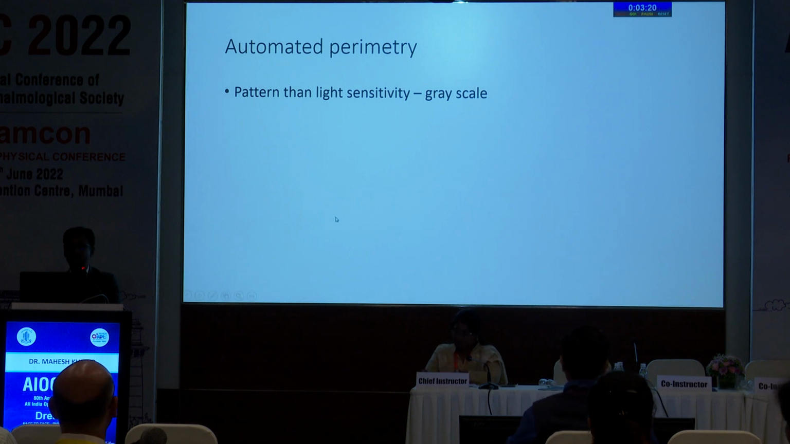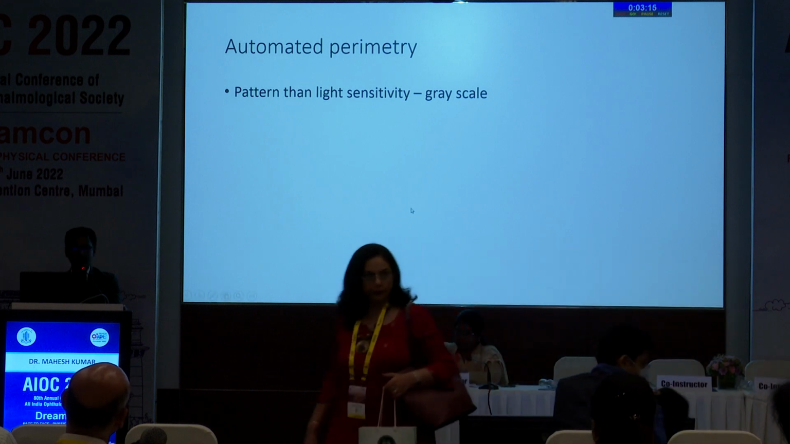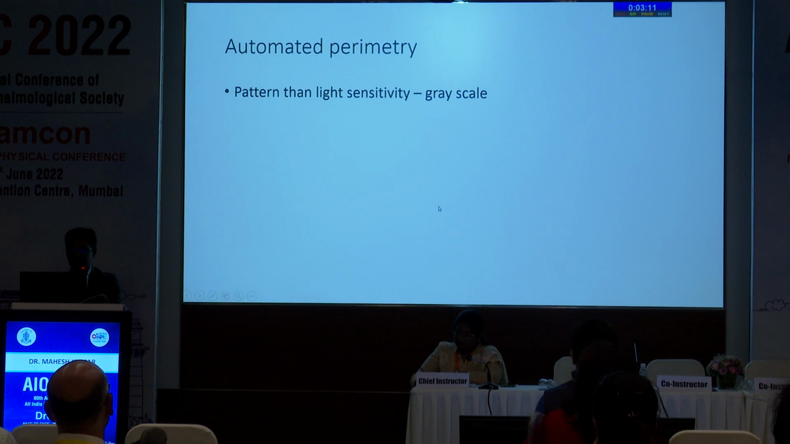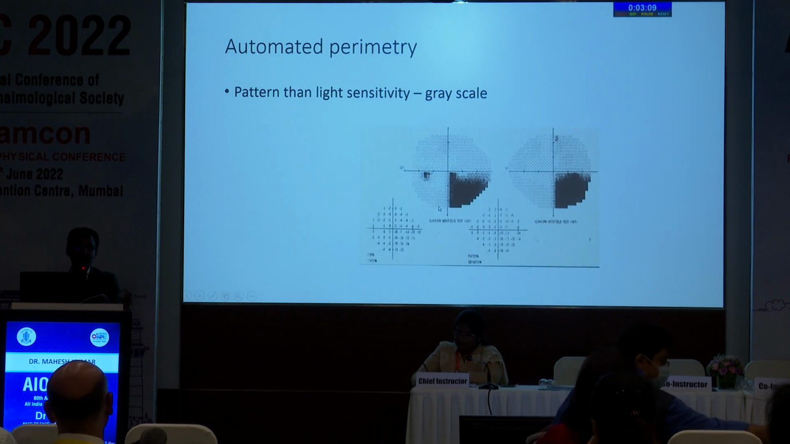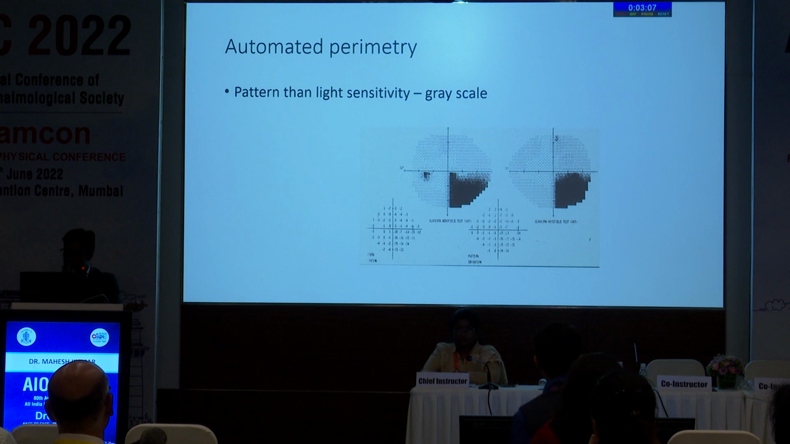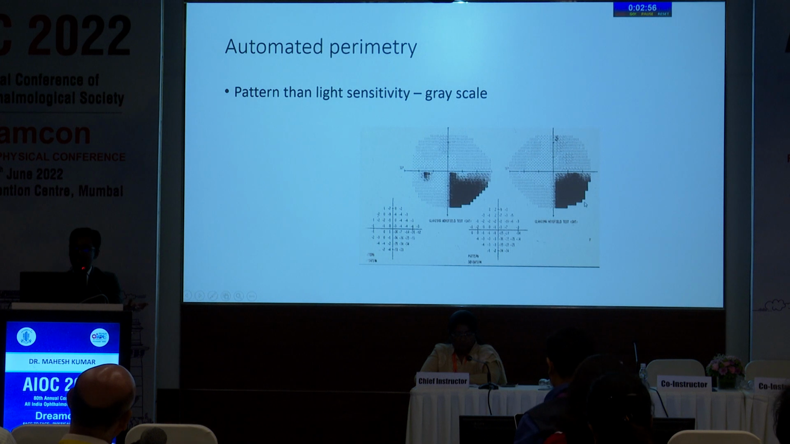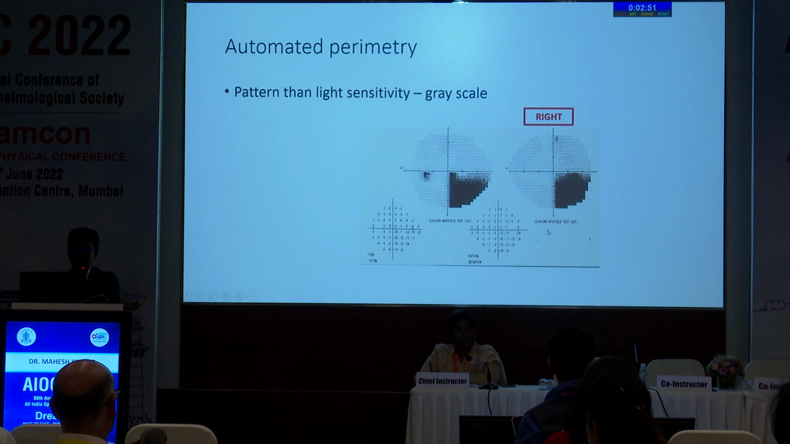In automated perimetry, the pattern rather than light sensitivity, the pattern of visual field defects, is more important, and it is denoted by the grayscale. Even though glaucomatologists may not like the grayscale, in neuro-ophthalmology to a large extent the grayscale is good enough to test these neurological fields, like this one. We have the grayscale, which grossly gives the field defect of a right homonymous inferior quadrantanopia. And we need to place the neurological fields side by side.